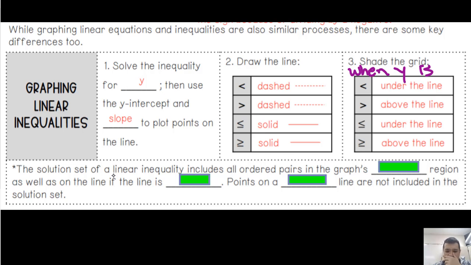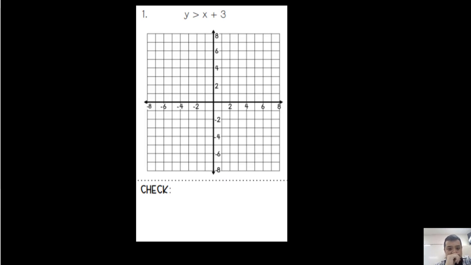The solution set of a linear inequality includes all the ordered pairs in a graph's shaded region, as well as on the line if the line is solid, and points on a dashed line are not included in the solution set. So here's what we mean by that, okay? So here we have y is greater than x plus 3, okay?